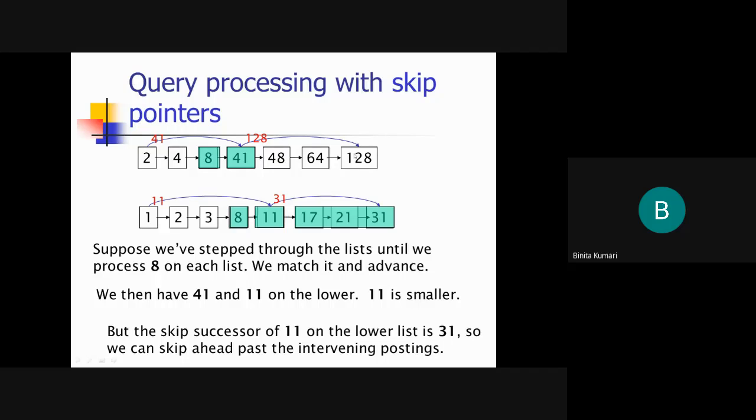So in the previous slide we saw that in the comparison of 41 and 11, 11 is less than 41. Okay. So if we don't use skip pointers, what we will do is we will be heading to 17. Then again 17 and 41 will be compared, then we go to 21, 21 and 41 will be compared, then we go to 31, and 31 and 41 will be compared.